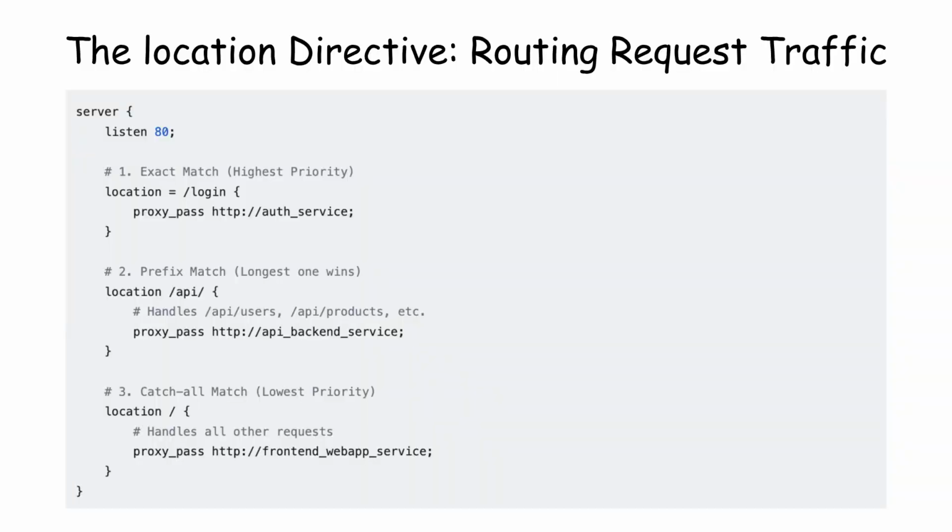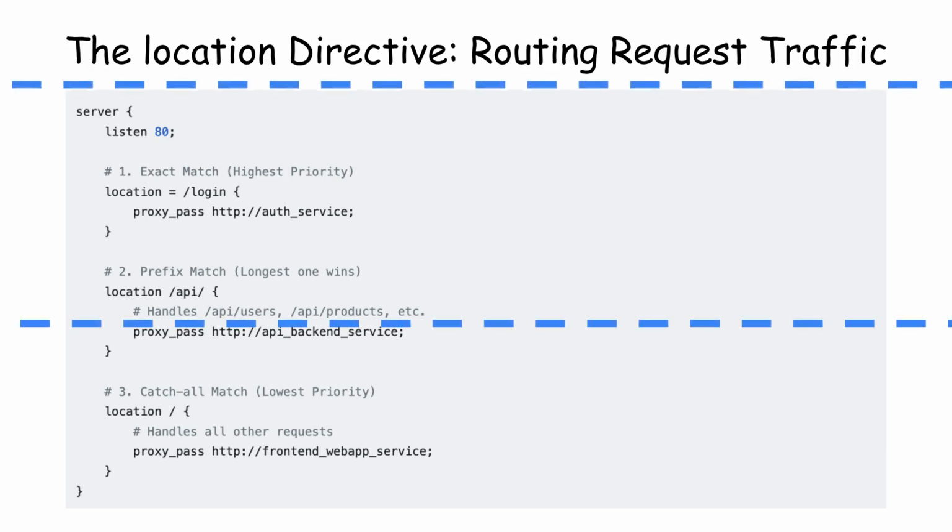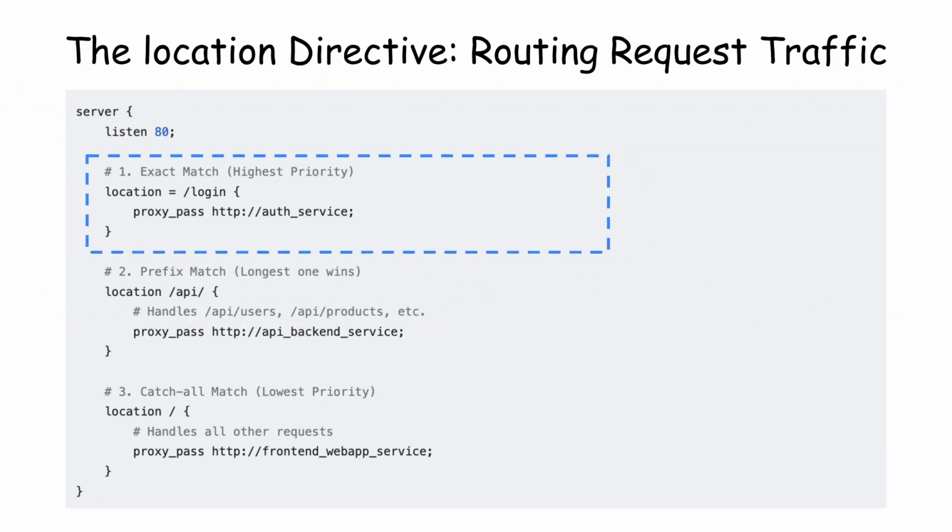The location directive is the traffic controller of Nginx. Its primary job is to match the URI of an incoming request and determine which set of instructions to execute. Understanding how it matches is critical, and Nginx follows a clear logic. First, it checks for an exact match, which you specify with an equal sign. In our configuration, a request for exactly /login will always be handled by this first block, which we're proxying to a dedicated auth_service. This is the most efficient way to route a specific, known URL.